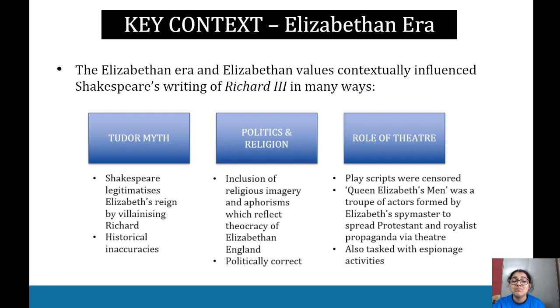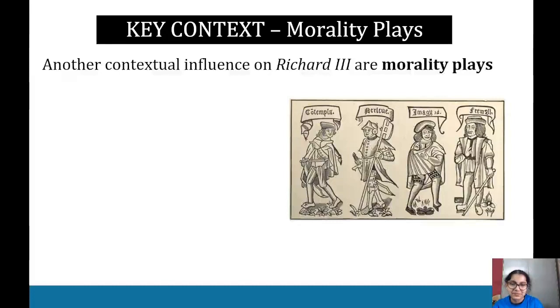Queen Elizabeth's Men was a troupe of actors that were formed by Elizabeth's spymaster to spread Protestant and royalist propaganda via theatre. So it's all propaganda. Even the actors, Queen Elizabeth's Men, were propagandists. Like, it's all planned out. And they were also tasked with espionage activities.